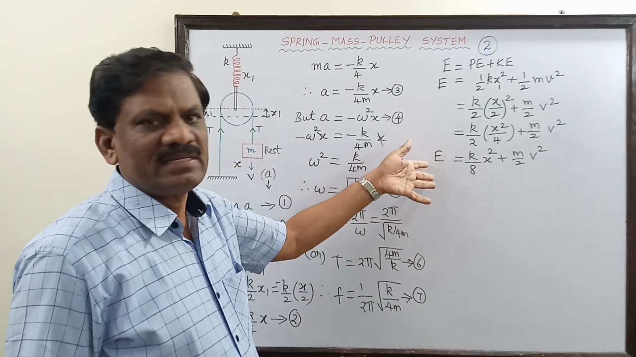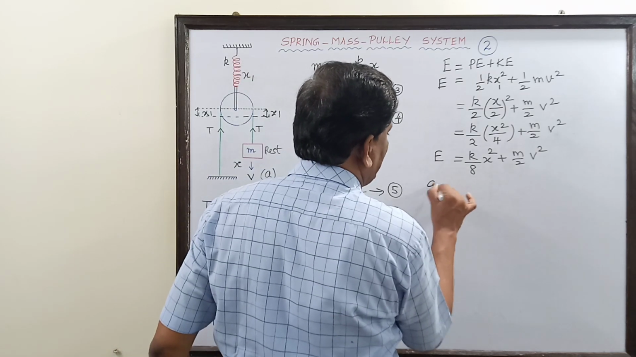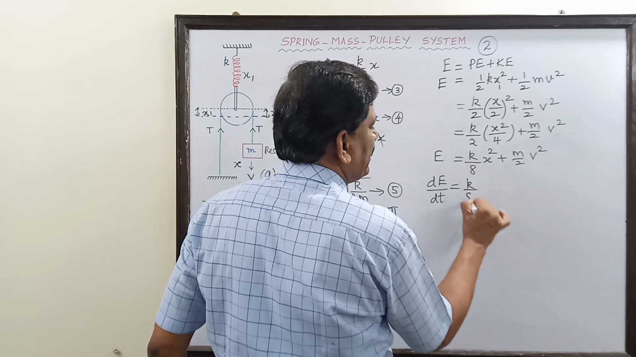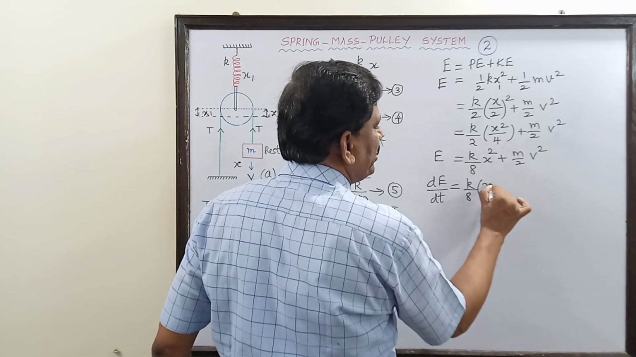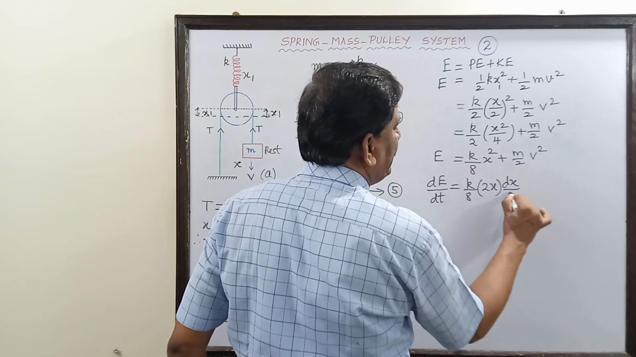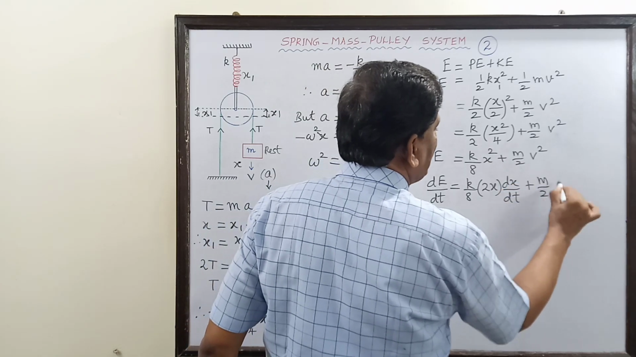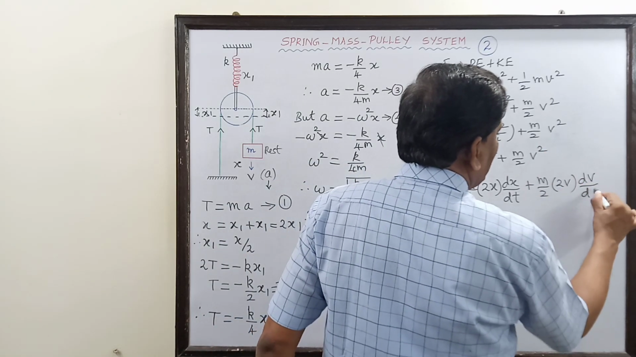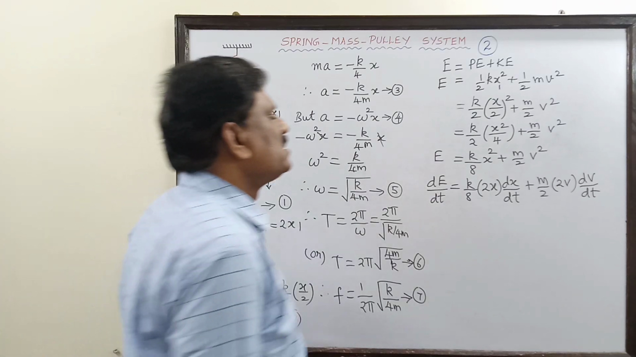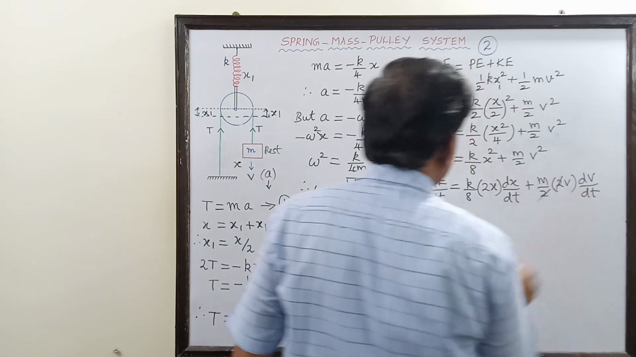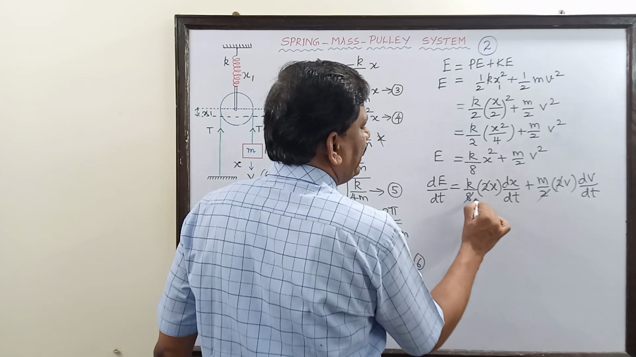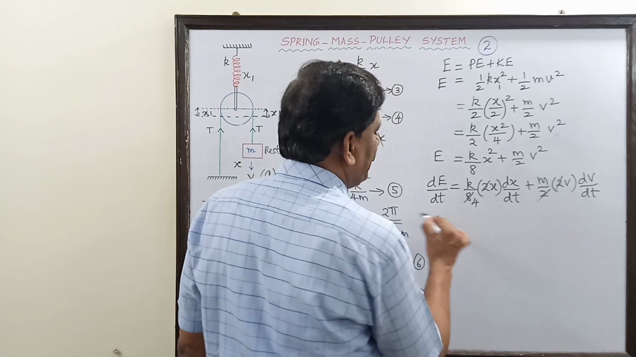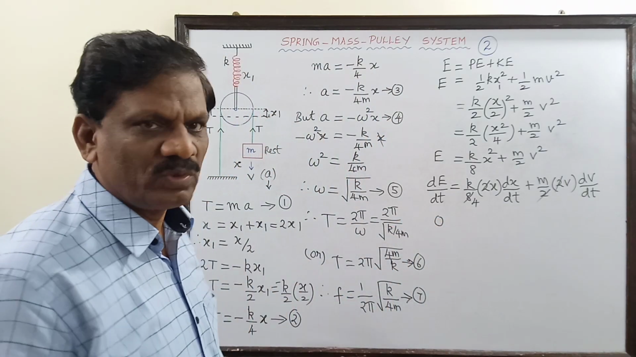I am going to differentiate the left hand side and the right hand side with respect to time. Now the left hand side is dE by dt. This is equal to k by 8, a constant, into x square. If you differentiate, it will become 2x into dx by dt, plus m by 2, a constant, into differentiating v square, which will become 2v into dv by dt. So this 2 and 2 get cancelled. This 2 and 8, if you divide, it will become 4, since 2 fours are 8. So the left hand side dE by dt is equal to 0, because the total energy doesn't change.